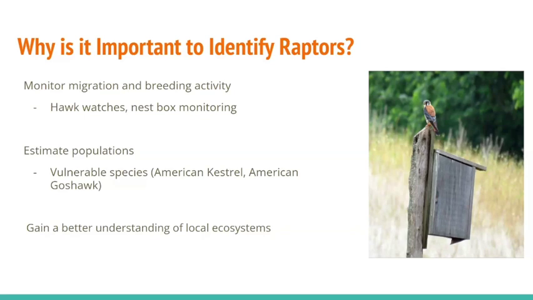Another really important tool for monitoring migration is hawk watches. If you haven't been, I highly recommend visiting one. We have, I believe, three hawk watches in Vermont. There is the Mount Ascutney Hawk Watch, the Putney Mountain Hawk Watch, and the hawk watch at Mount Philo. That's usually during fall migration, where volunteers will sit up there for multiple hours a day and count all of the raptors moving through. By having the skills to know what you're looking at, we can really understand the movement patterns of all these different species.